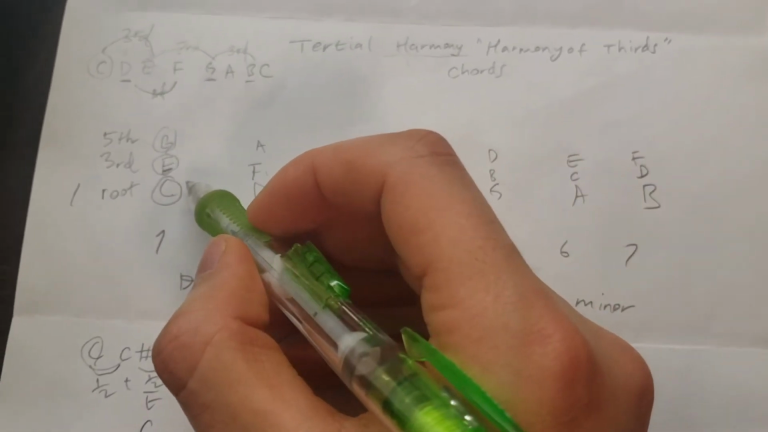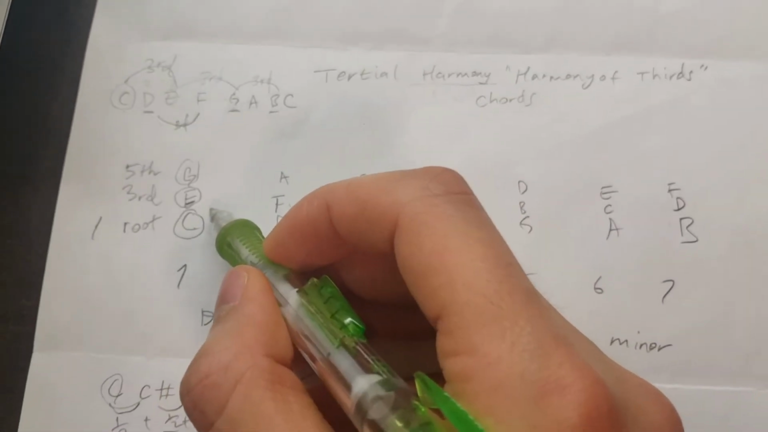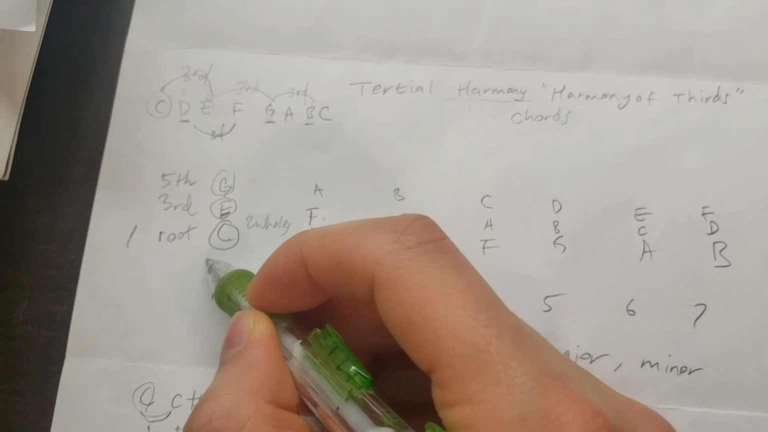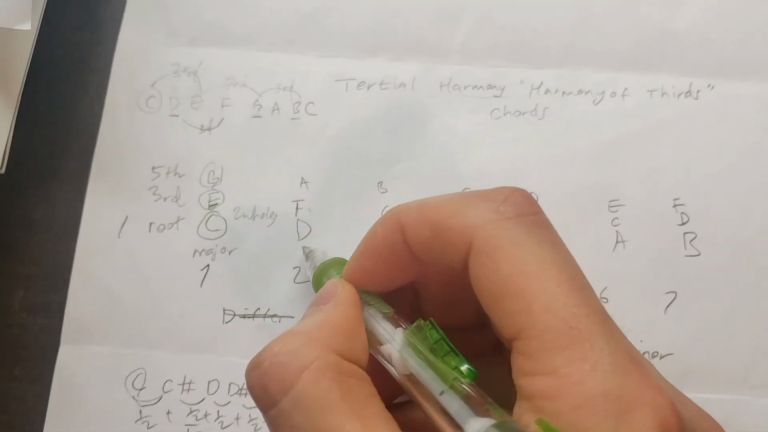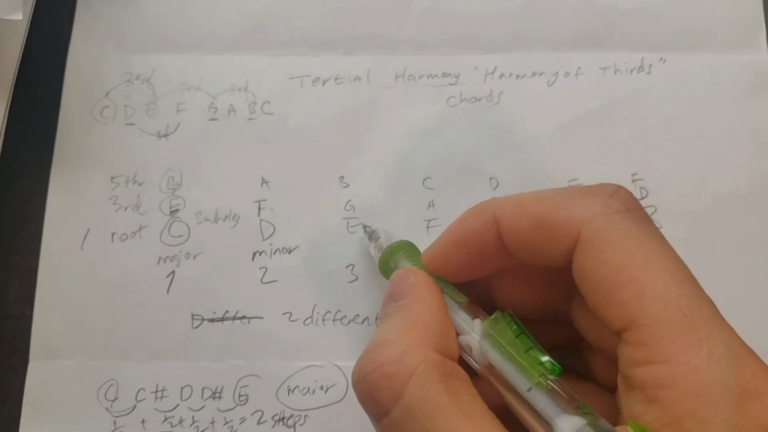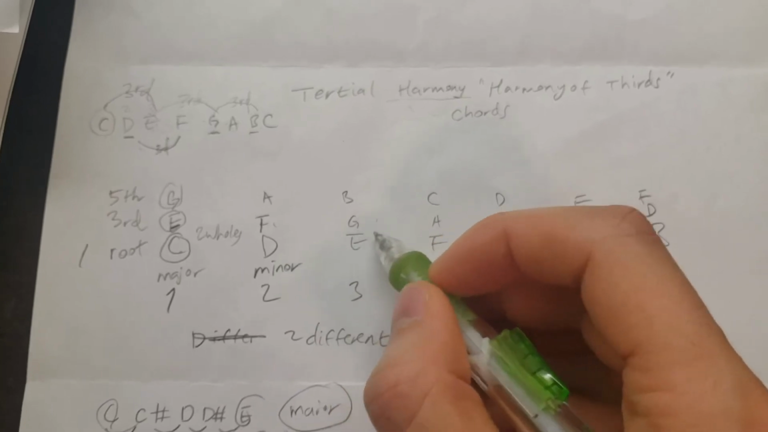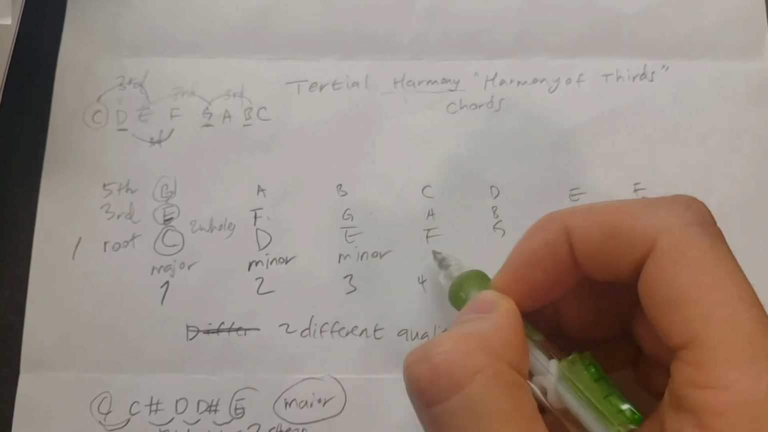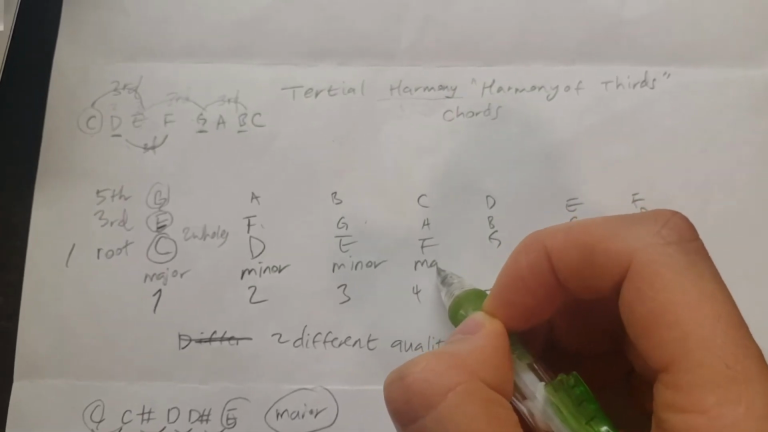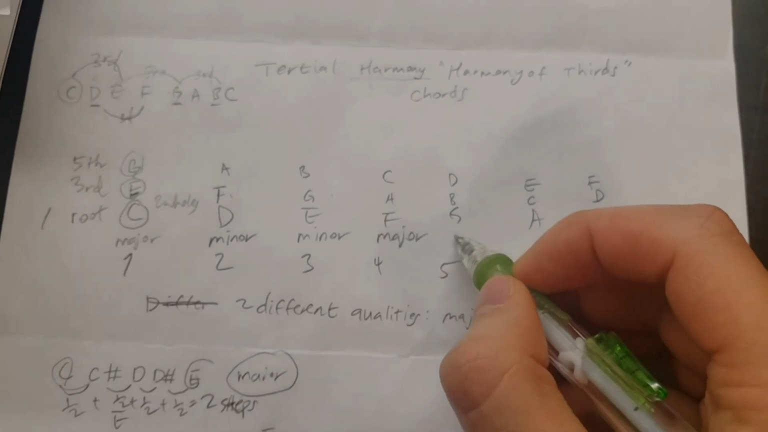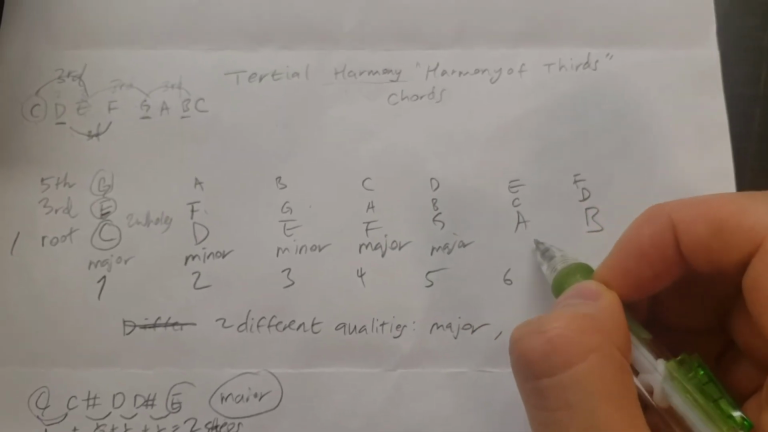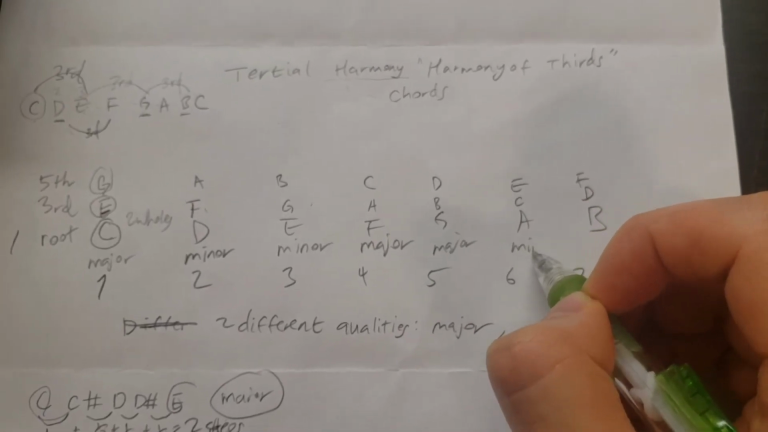So let's see here. C to E is a major third, or 2 whole steps, which makes this a major chord. Second, D to F is a minor third. This means this is a minor chord. Distance between E and G is a minor third, so this makes it a minor chord. Distance between F and A is a major third, which makes this a major chord. G to B is major, so major chord. A to C is a minor third, so this is a minor chord.